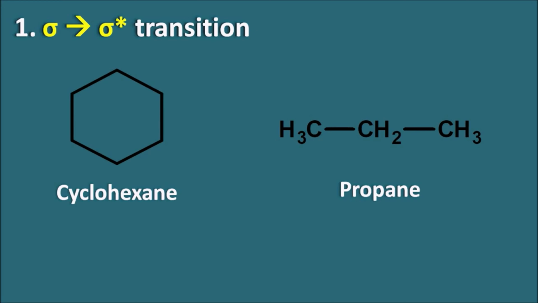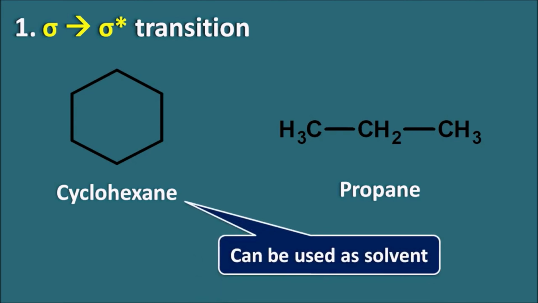These types of transitions fall within the region of less than 200 nanometers, which is called the vacuum UV region. So compounds like cyclohexane can be used as solvents because they absorb the radiation only within the vacuum UV region. Vacuum UV is less than 200 nanometers, and the UV visible region is 200 to 800 nanometers. So when this compound absorbs below 200, it will not interfere with the study, so it can be used as a solvent in UV visible spectroscopy. So cyclohexane can be used as a solvent within UV visible spectroscopy.